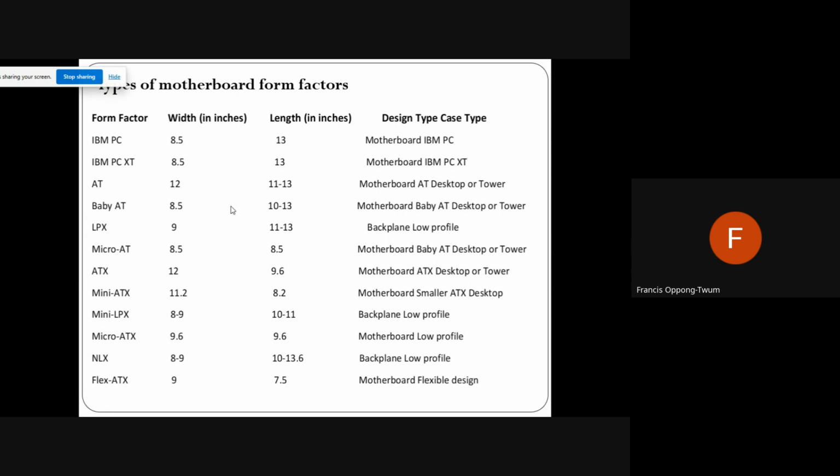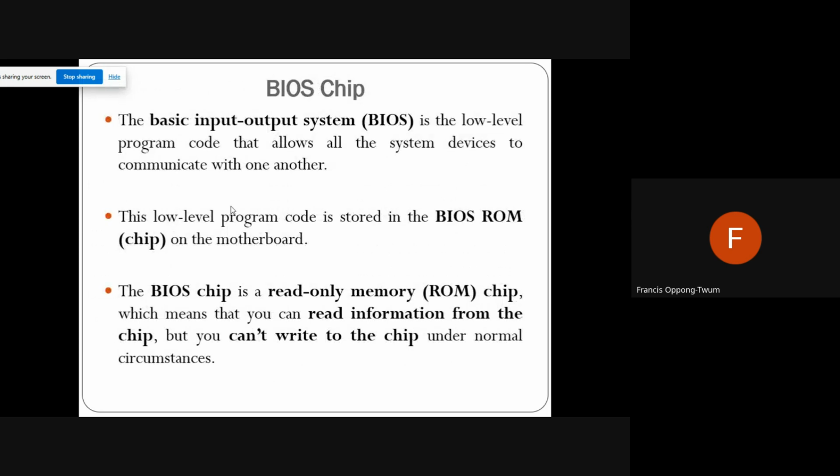So please, whilst you're reading, take your time and go through that. IBM started, and you came to the AT, the baby AT, the LPX, the micro ATX, you came to the ATX, we have the mini ATX, the mini LPX, and so on and so forth. This is how far the various form factors of the motherboard have come. So please, whilst you are reading, take your time and appreciate those values.